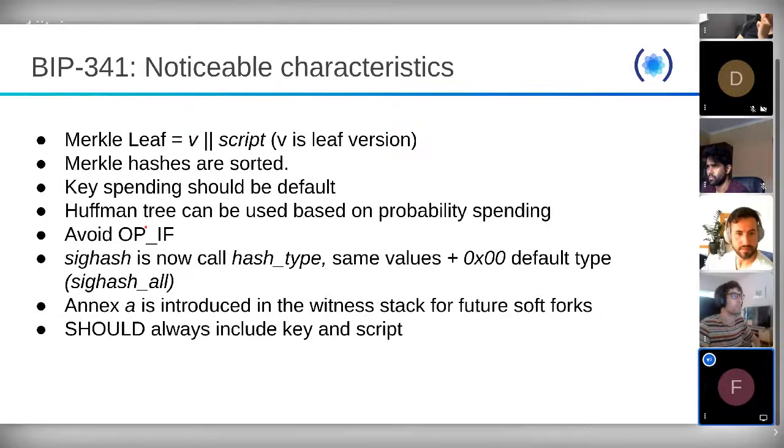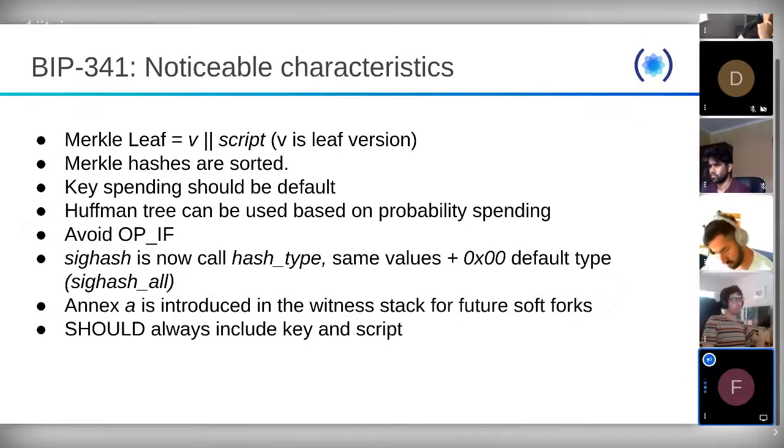Now, one of the pieces of advice is to avoid op-if. If you are using op-if or op-not-if to specify different ways to spend the transaction, then you should just have different scripts in your tree. Like in our HTLCs, we have an op-if, and in the witness stack we put 0 or 1 to say, go in this branch of spending or this other branch of spending. So here, don't use op-if, just have different scripts.